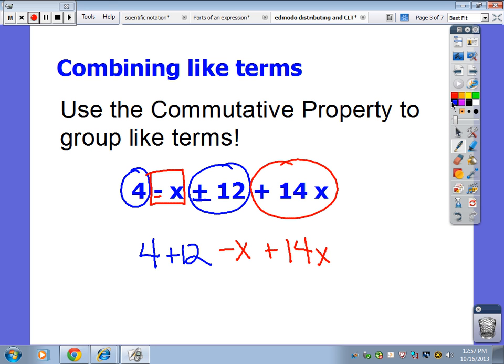And now, because of the commutative property and regrouping those, I can simplify this expression to 4 plus 12, which is 16. And then negative x plus 14x is actually positive 13x, because I have a negative x and I want to add 14, so I get positive 13x. That's as simple as you can go for that example. All of the like terms have been combined. We cannot combine a 16 with a 13x because they are not alike.